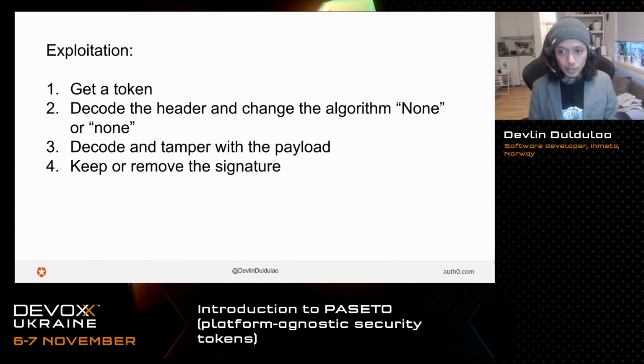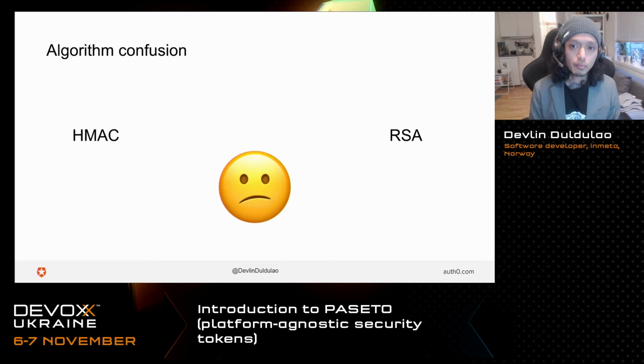The second exploitation here in JWT is algorithm confusion. For instance, the token has been signed using HMAC instead of RSA. If you tell the receiver it's an HMAC, it verifies it with a public key, thinking it's RSA.